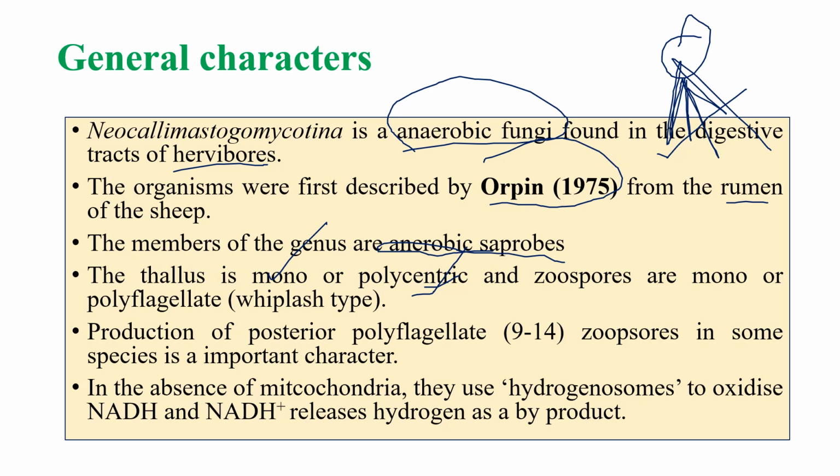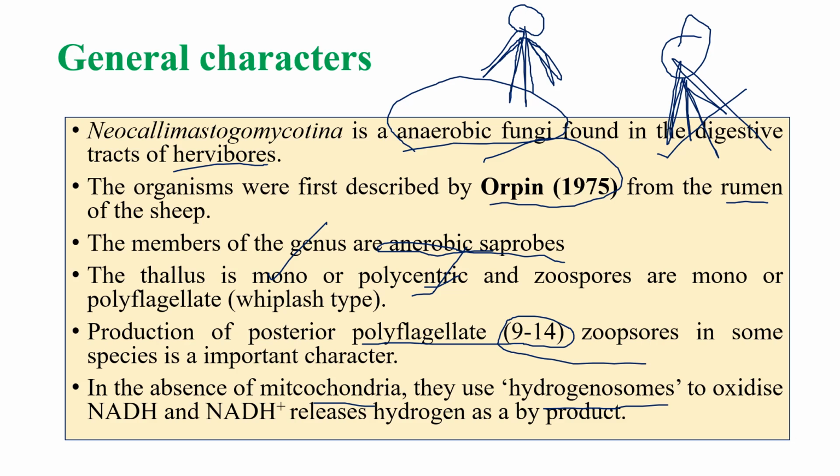It is a very important point that it consists of posterior polyflagellate zoospores with 9 to 14 flagella, where posterior means the downward direction, which means the flagella are in a downward direction, with multiple flagella. It is a very important one. And in the absence of mitochondria, they use hydrogenosome to oxidize the NADH and NAD+ to release hydrogen and byproducts.